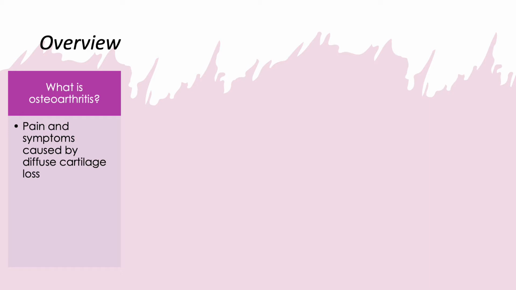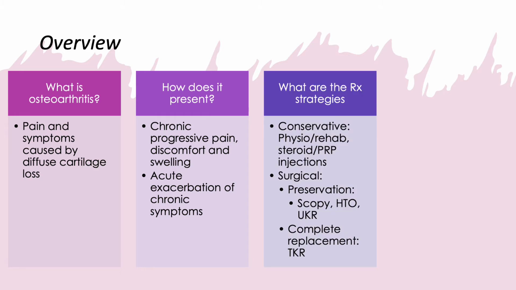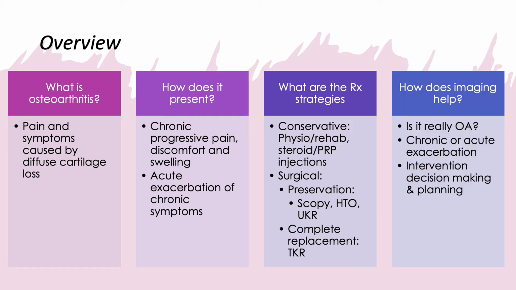So to overview, what is osteoarthritis? Osteoarthritis is pain and symptoms in a joint that are caused by diffuse articular cartilage loss. It presents usually with chronic progressive pain, discomfort and swelling, and may occasionally have acute exacerbation of chronic symptoms. The treatment strategies for osteoarthritis can be conservative, which include physio and rehabilitation, injections such as steroids, PRP, and other injectables, surgical treatments which involve joint preservation surgeries such as arthroscopy, high tibial osteotomies, and unicompartmental arthroplasties, and finally complete joint replacements.